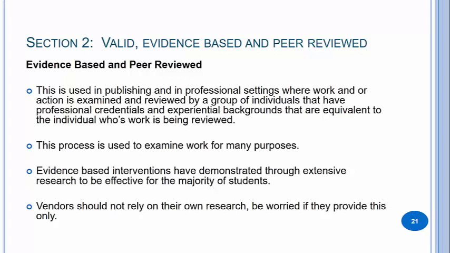So we use this to examine all kinds of different work, not just in the educational field. This goes beyond the educational field, but today we're talking about it in that way. And we want to make sure that through all of the research, whatever product is purchased, and we want to intervene with students using that, it's going to impact the majority of the students that have that skills deficit. So we really just wanted to prep schools around how we look at evidence-based and how we look at peer-reviewed, so that we're able to walk through a series of steps to make sure that when we're spending all of this money, in fact, there's evidence that this will work.